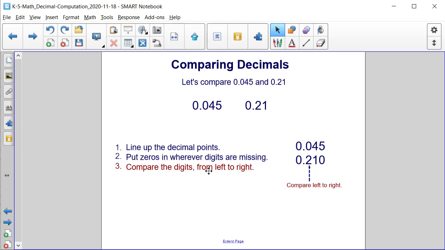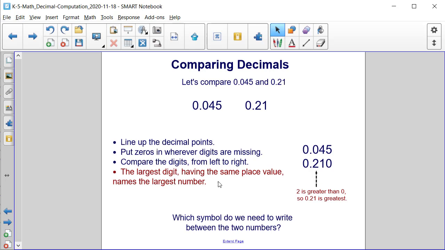Then we compare the digits from left to right. The first digit is a 0 in both, so we move on to the next one. We have a 0 in the tenths place in 45 thousandths, and we have a 2 in the tenths place of 210 thousandths. The largest digit having the same place value will name the largest number. Since the 2 in the tenths place is greater than 0 in the tenths place, 21 hundredths is the greater number.